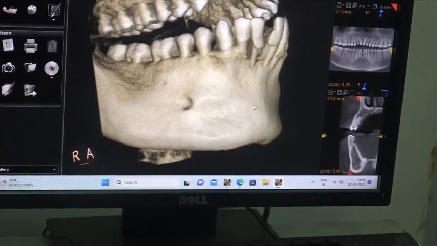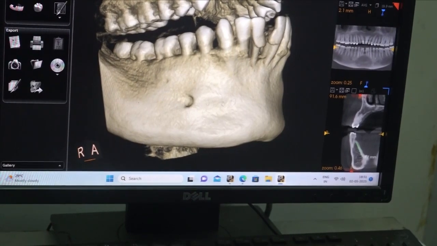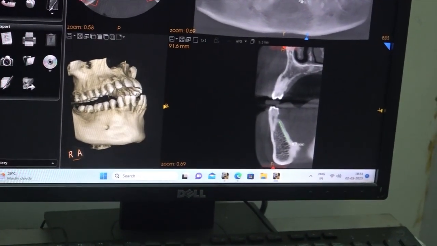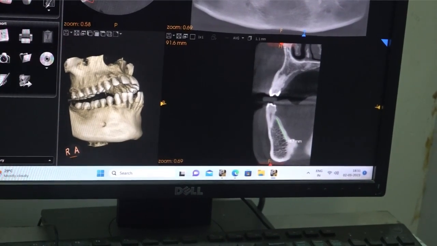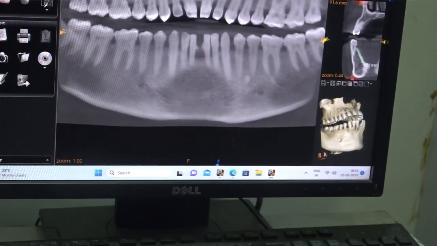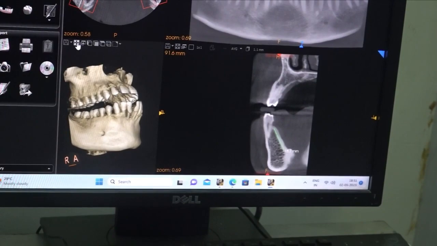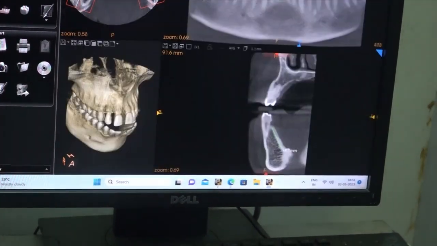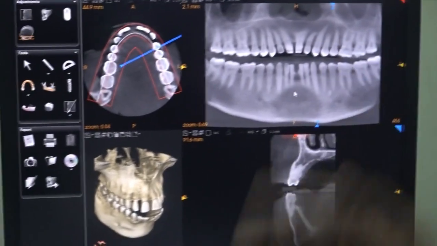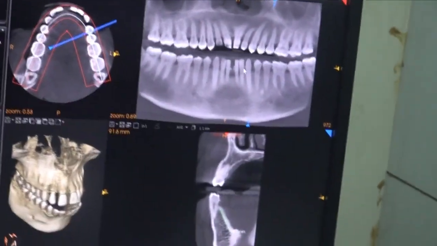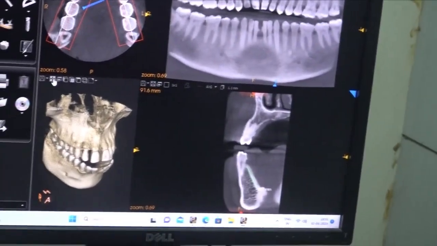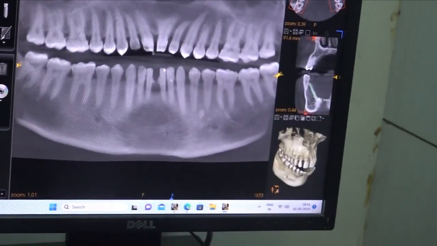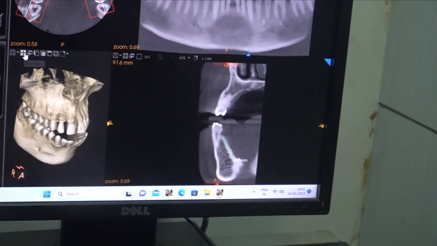Another important thing to notice is the canine root angulation, whether it is distally tilted or mesially tilted. If it is distally tilted, it is ideal. If it is mesially tilted, it will become close to the implants. That also is very difficult to understand from the panoramic view. You may get a lot of errors.